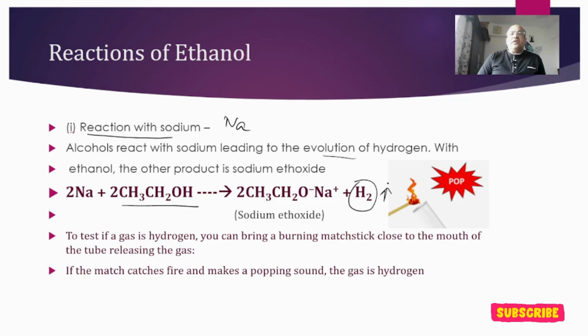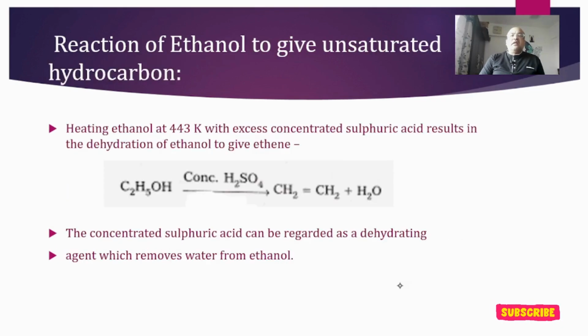Okay. Now, how to test this hydrogen gas? To test the hydrogen gas, a burning matchstick is brought close to the mouth of the tube, where the gas is released. What happens? The matchstick catches fire, making a pop sound. So this is a confirmatory test for hydrogen gas. Now let's see the reaction of ethanol to give an unsaturated hydrocarbon.